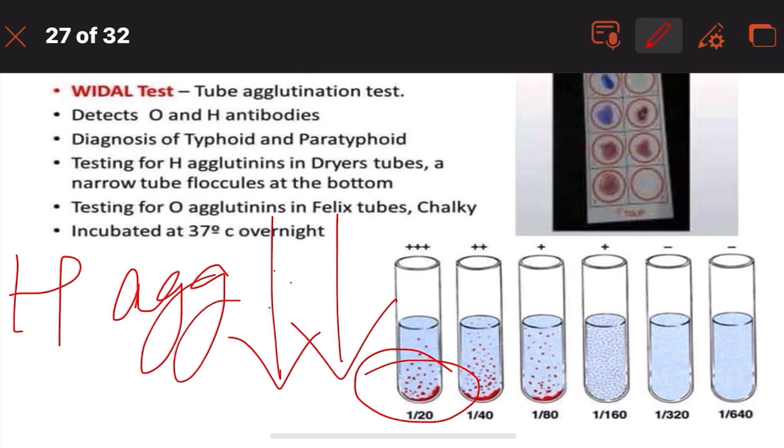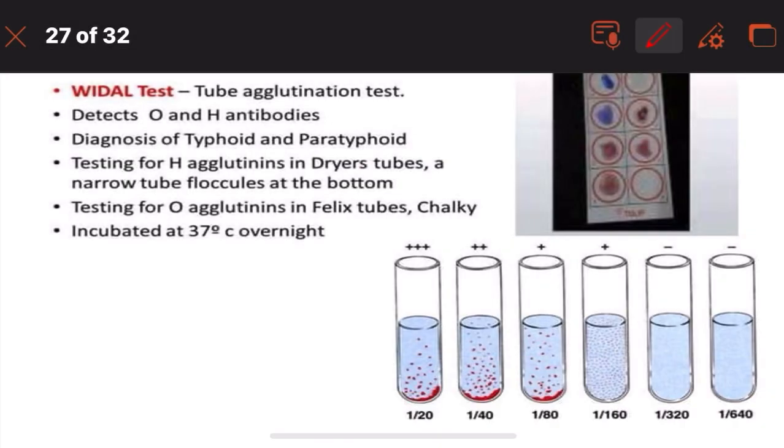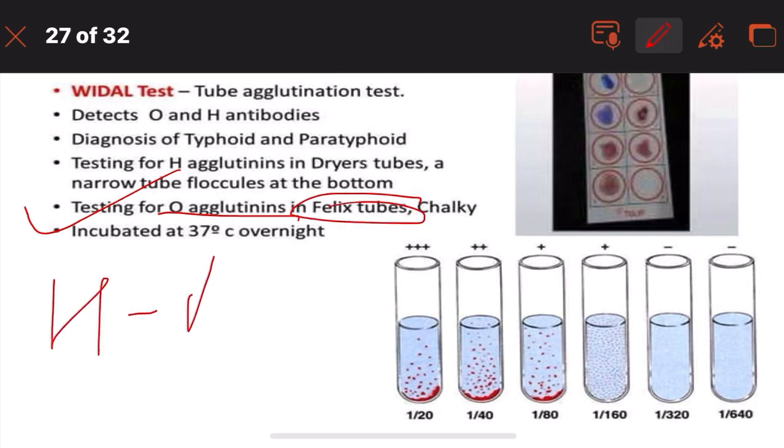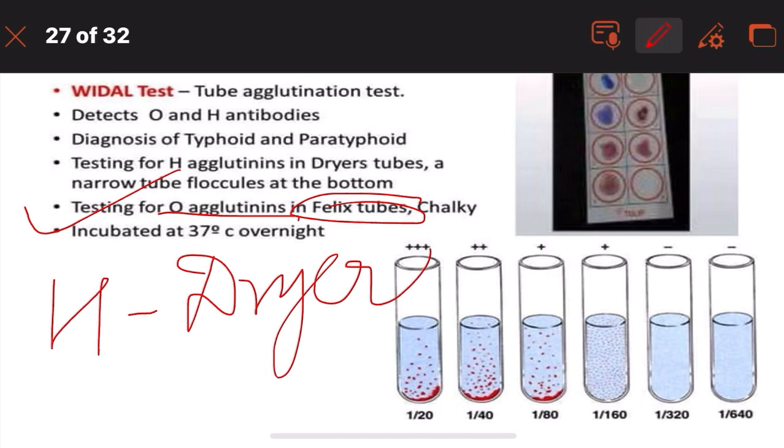In the older Vidal tube test, a chalky or matty appearance is seen at the bottom of the tube, which indicates a positive reaction of O agglutinin. Okay, here we see that the patient's serum contains antibodies which are reacting with the O antigen in the picture. You can see testing for O agglutinins is done in the Felix tubes. For H antigen, it is done in the Dreyer's tube. Okay, and if narrow floccules are seen, it means low concentration.